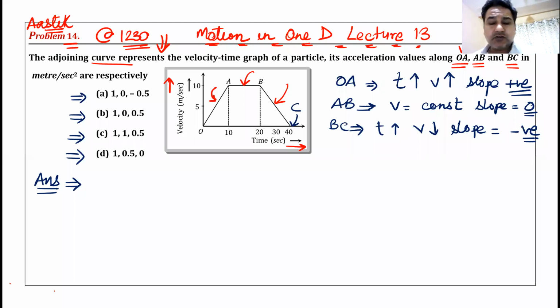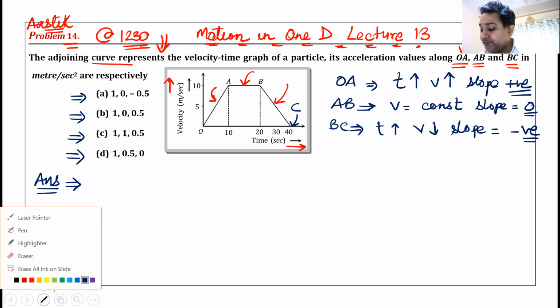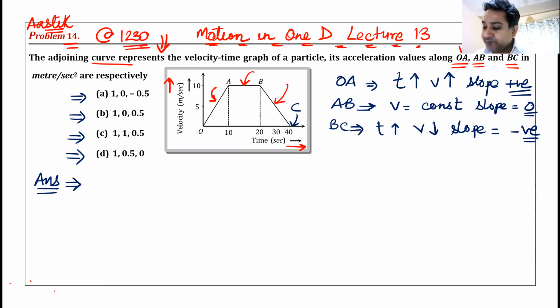From O to A, slope is positive. From A to B, slope is 0. And from B to C, slope is negative. There is only one option which is giving me this combination, and that option is, which one is that option? That option is option A. So option A has to be your answer. Without calculating even anything, we have found out the answer.